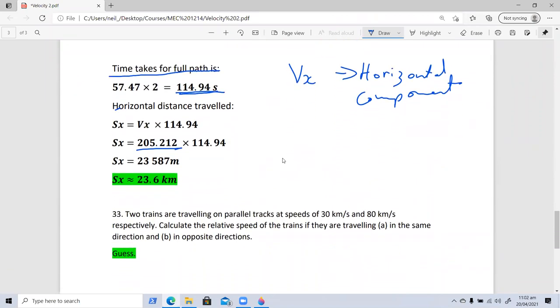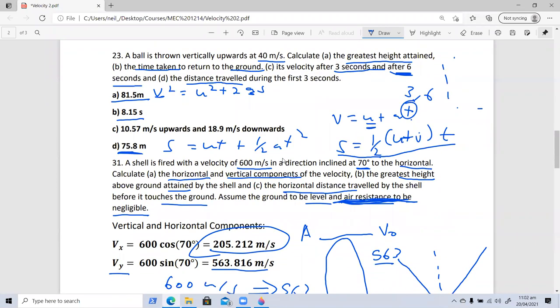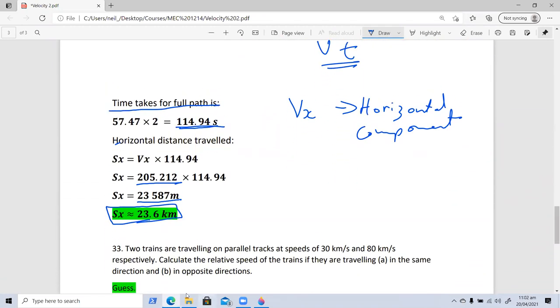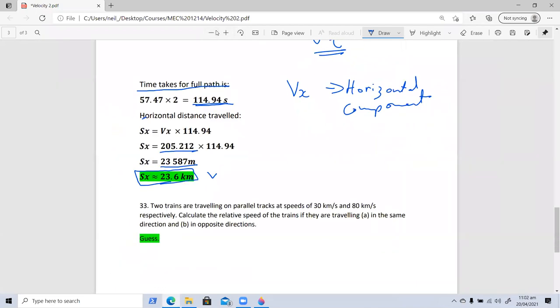We had the horizontal distance traveled is equal to 205.212 times 114.94, which is equal to 23,587 meters or 23.6 kilometers. Right? And that's it. It answers all parts of the question. A, horizontal and vertical components, good. Greatest height attained by the shell, good. And C, the horizontal distance traveled by the shell. So any questions on this one? And remember, this is the one that's going to come in the test for Thursday, or not this one exactly, but one very similar to it.